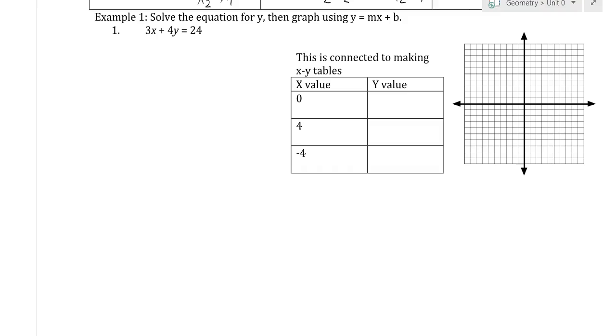All right, so we're going to solve an equation for y, then graph using y equals mx plus b. Solving means get y, since it says solve the equation for y, equals everything else, the mx plus b. So we're going to use our subtraction property of equality to subtract 3x from both sides. Simplifying that, we get 4y equals negative 3x plus 24.